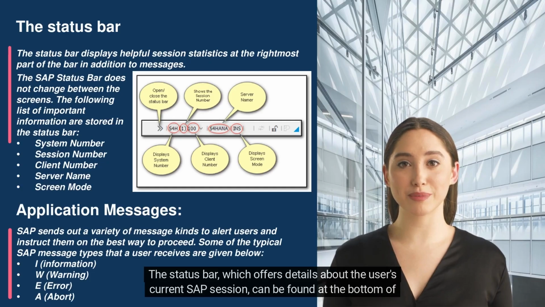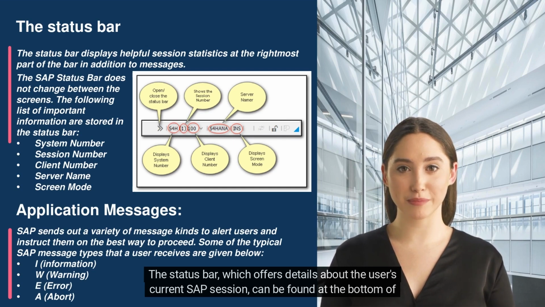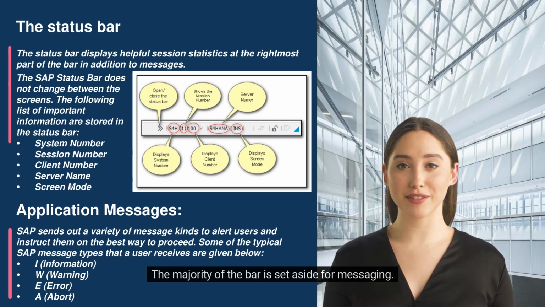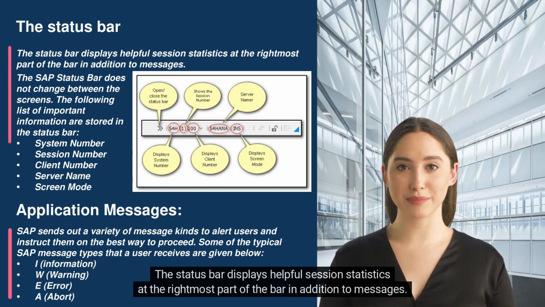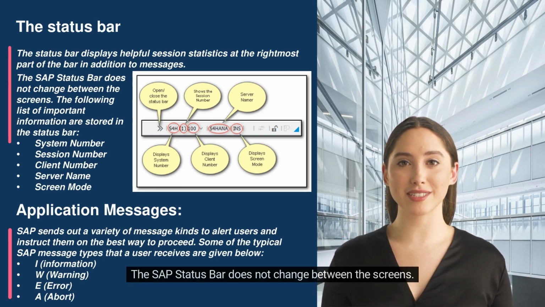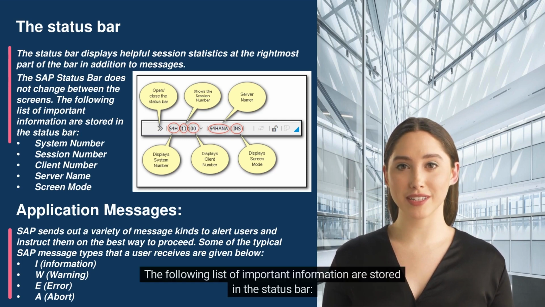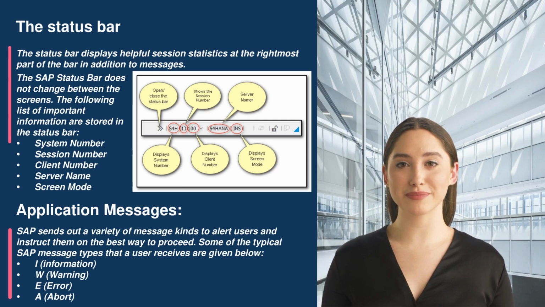The status bar, which offers details about the user's current SAP session, can be found at the bottom of every SAP screen. The majority of the bar is set aside for messaging. The status bar displays helpful session statistics at the rightmost part of the bar in addition to messages. The SAP status bar does not change between the screens. The following list of important information is stored in the status bar.